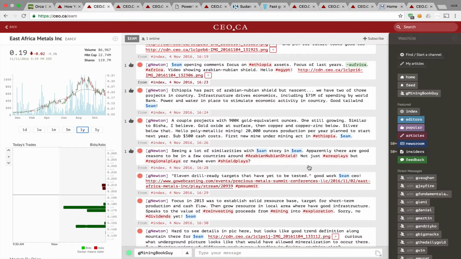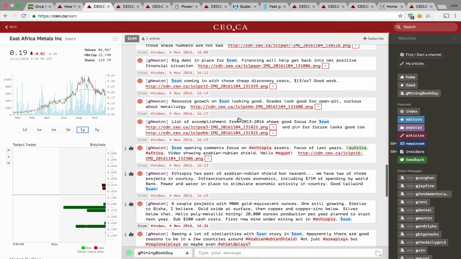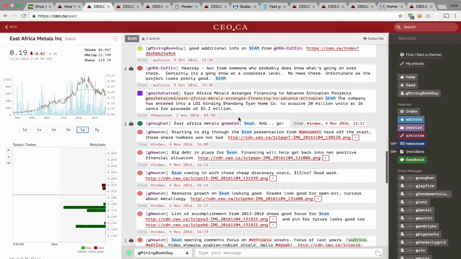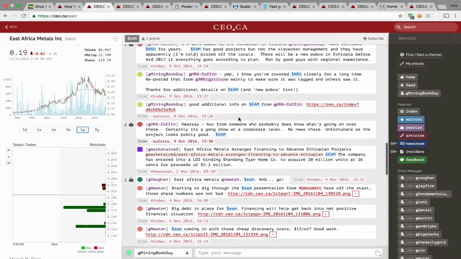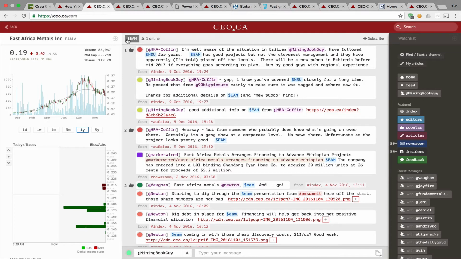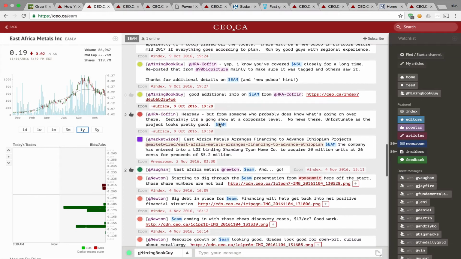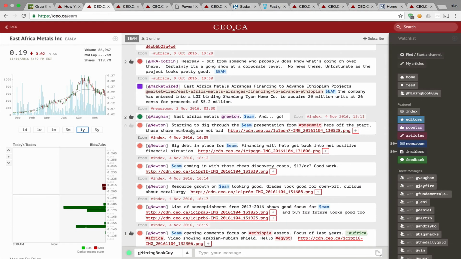to Orca Gold. Talking about all this tagging, I'm on the East Africa Metals page. So this is a company. See this little dollar sign EAM? This is a company page. And I'm scrolling up here. So this was just kind of funny.